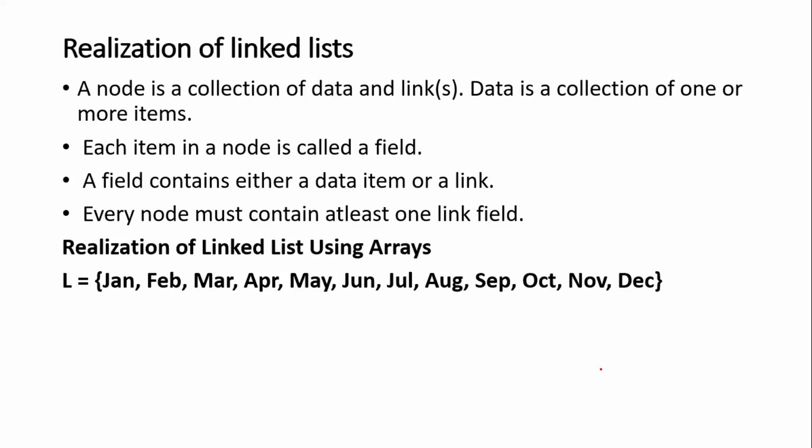See, we will just see the definition of what a node contains. A node is a collection of data and links. We all know that. Data is a collection of one or more items. So the data field which is there may contain one or more items also. There is no rule that it should contain only one item, it can contain one or more items. And one more thing, each item in a node is called a field.